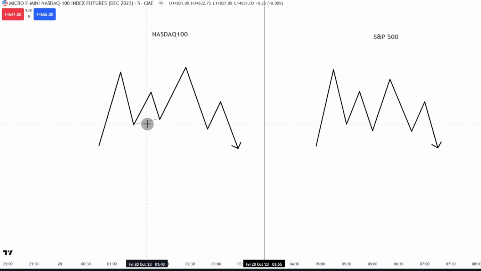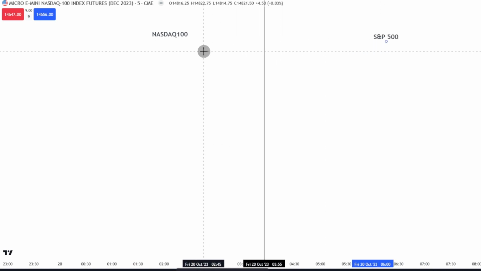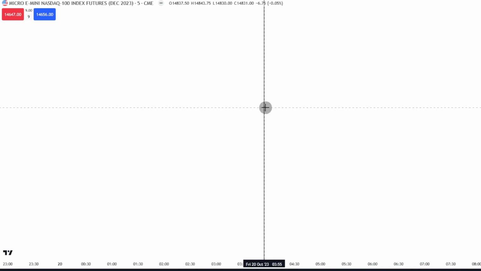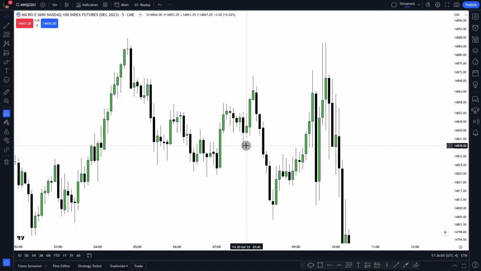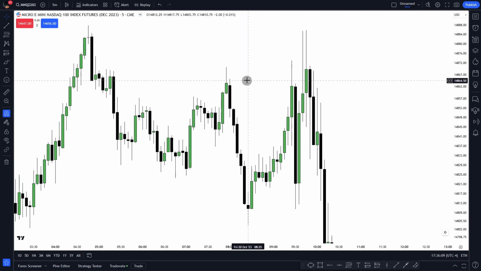So let me show you an example of a trade that I took earlier this morning that had a bearish SMT included. So let's look at that. Okay, this is the exact trade that I took this morning on the NASDAQ 100.